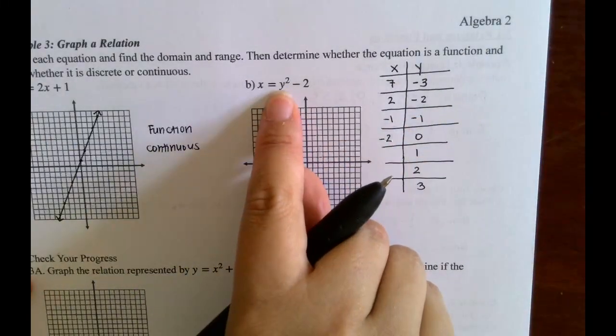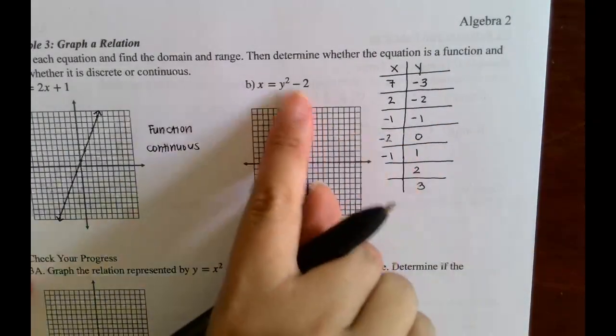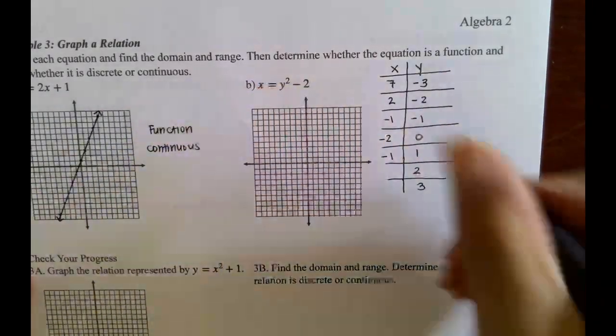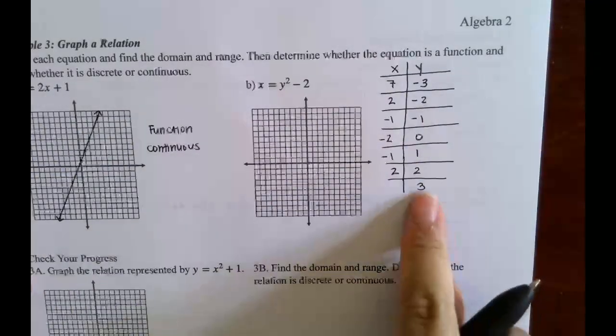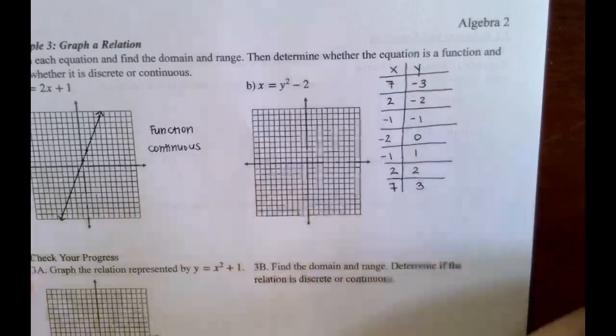Plugging in 1. 1 squared is 1. 1 minus 2 is -1. And then 2. 2 squared is 4. 4 minus 2 is 2. And then 3. 3 squared is 9. 9 minus 2 is 7. And now I'm going to graph these points.